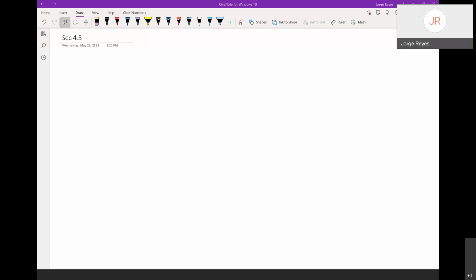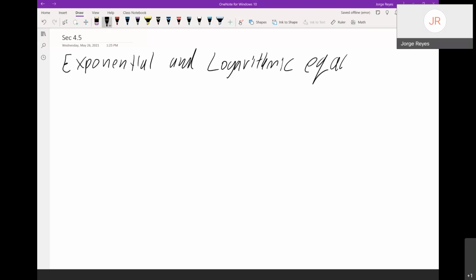Hello, class. So we are now in section 4.5, and this is actually the end of chapter 4. So this is about exponential and logarithmic equations. All right. So along with being the last thing in chapter 4, this will be the last thing on your test 2 as well.